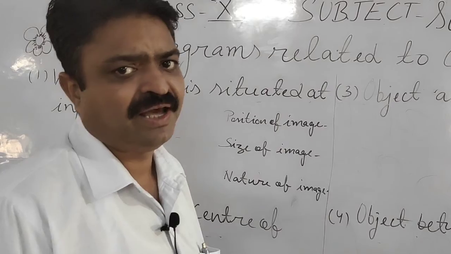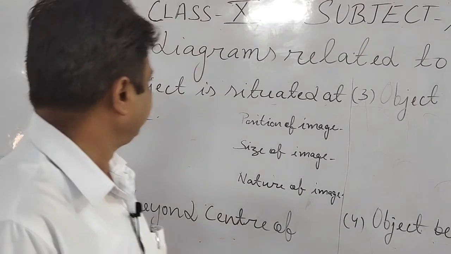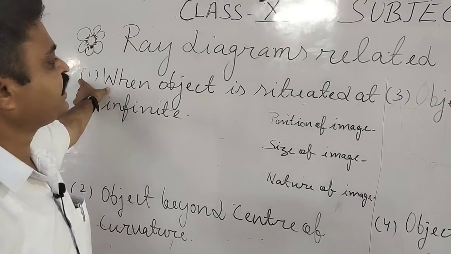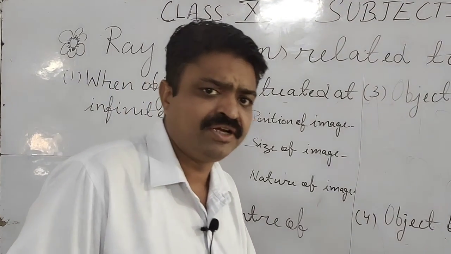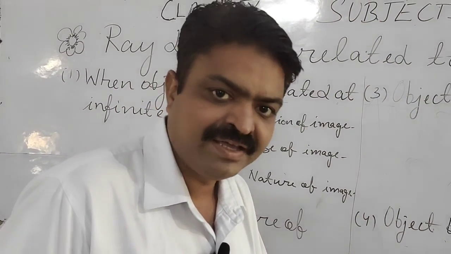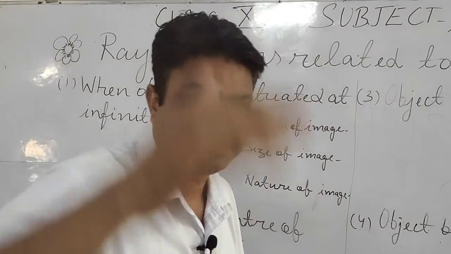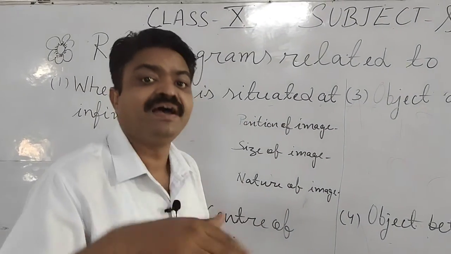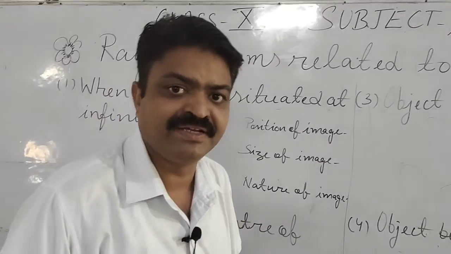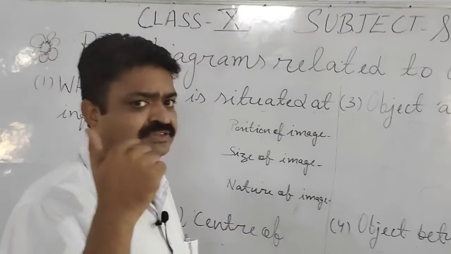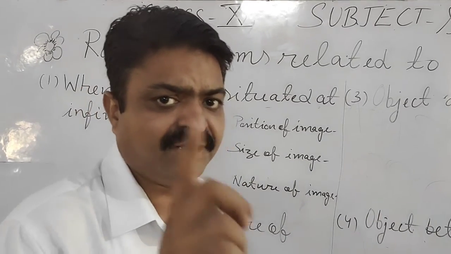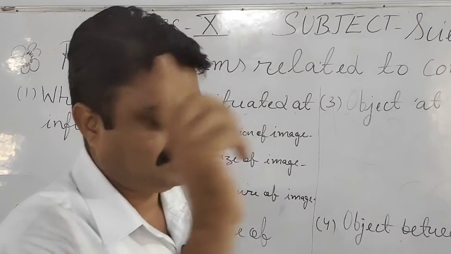The first ray diagram that we will discuss is when the object is situated at infinity. What is the meaning of infinity, students? Like the stars, which are situated at infinity from us. If objects are situated at infinity, then how is the image formed by the concave mirror? So first we will discuss that.